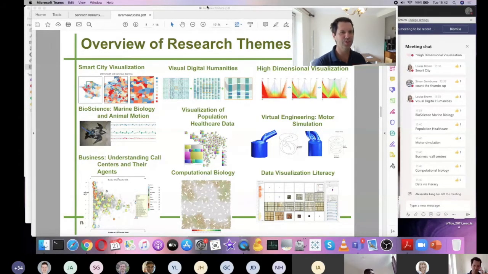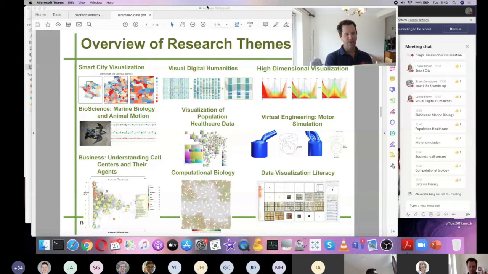Then the visual digital humanities is essentially text visualization. How do you visualize texts? In this case, we're looking at translations of Shakespeare's Othello and trying to figure out how the translations relate to each other. Where do they change? Where are they stable and where are they unstable? Sometimes when you translate Shakespeare into German, the variance in the translation is very much open to interpretation. And we looked into ways to visualize that.